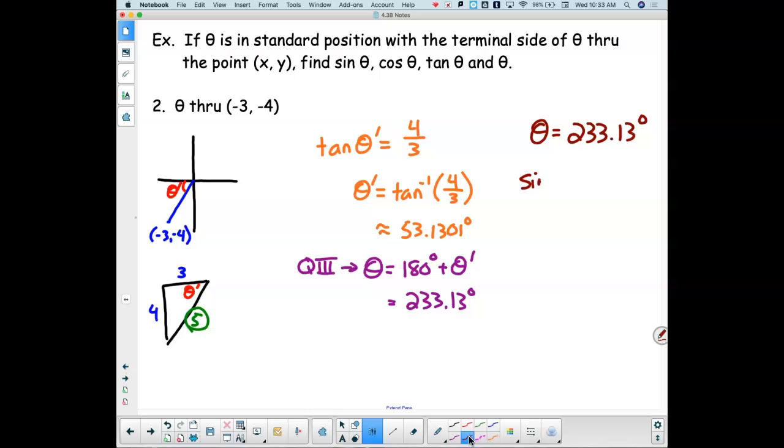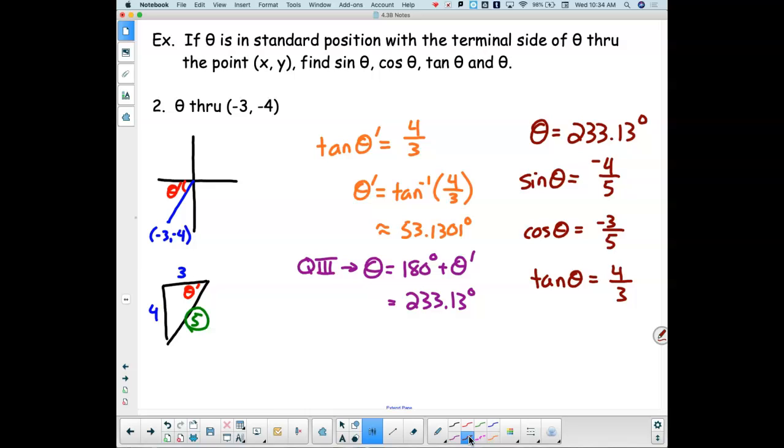The sine of theta would be 4/5, right? But because, listen up, because I'm in quadrant 3, it's negative. The cosine of theta should be 3/5, but because I'm in quadrant 3, negative. The tangent of theta is going to be 4/3, but because I'm in quadrant 3, positive.